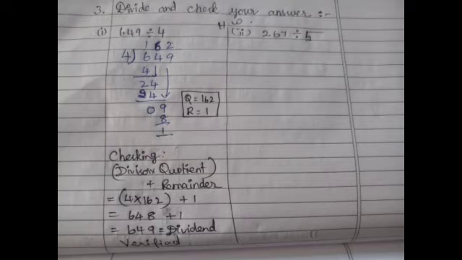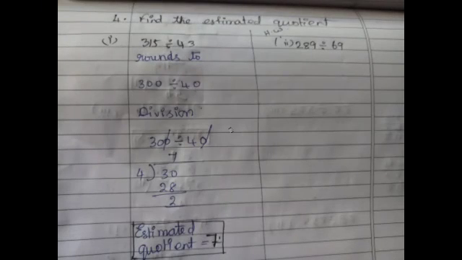So similarly, one more sum is given as an assignment. You have to do it, children. Next model sum is find the estimated quotient. So we are going to find out the estimation.